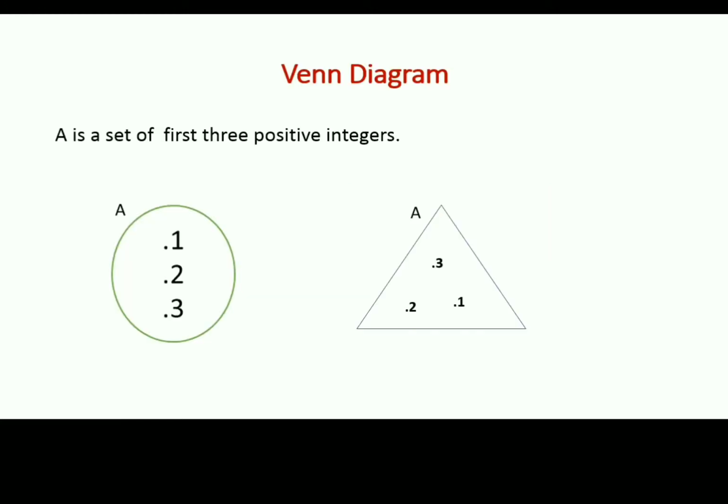Let's move to the next representation method, the Venn diagram. In the Venn diagram method, we show the elements of sets in closed shapes. For example, A is a set of the first three positive integers. The elements are 1, 2, and 3. We represent their elements in any closed shape as you see. We put the elements in these closed shapes.